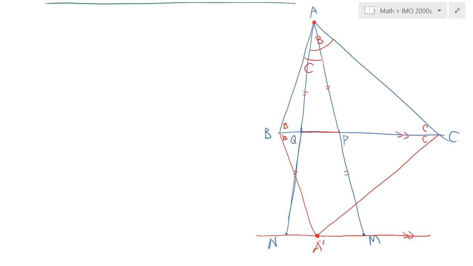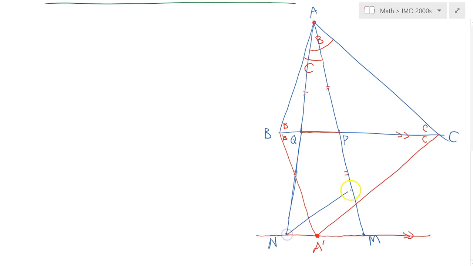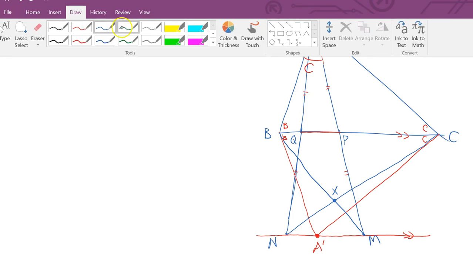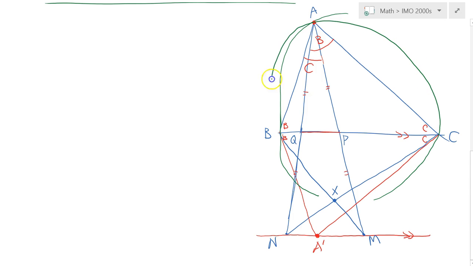Now I would like to consider the point X, obviously. So we would like to confirm whether this point X, which is at the intersection of the lines BM and NC, is on the circumcircle of triangle ABC. In fact, I would like to take the time to draw that circumcircle. And obviously I don't know if it will go through X. That's a pretty bad sketch actually, so let me just revise it a little bit.